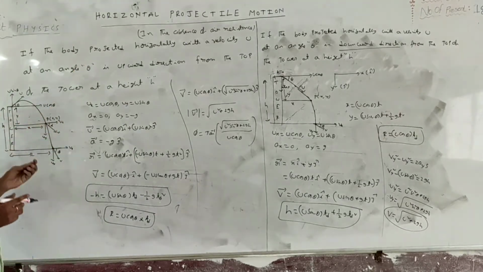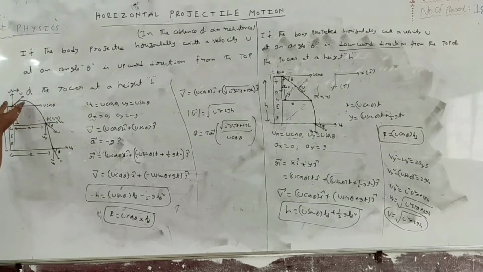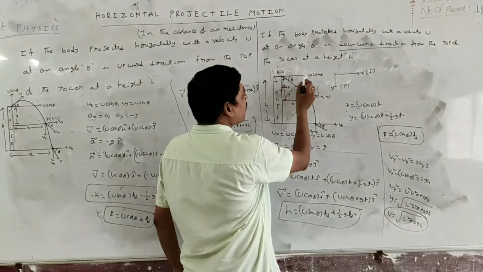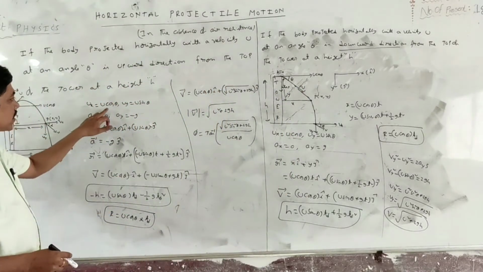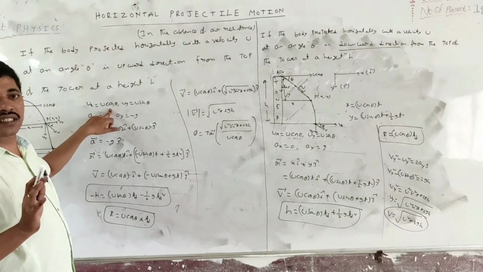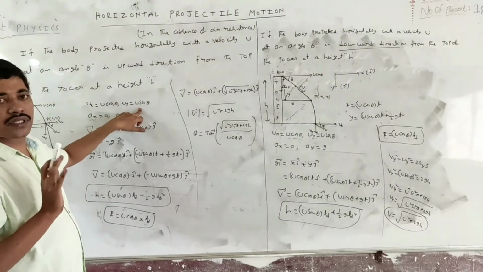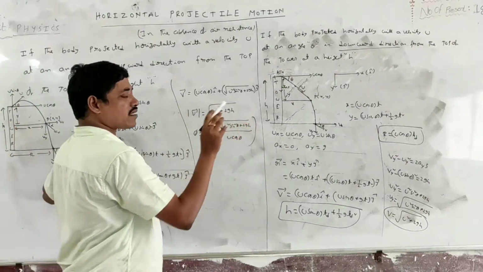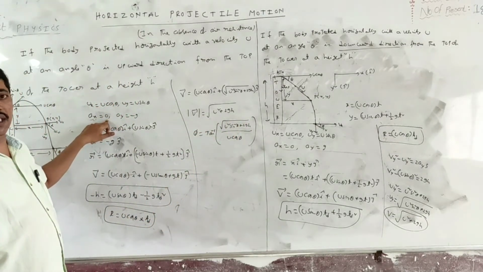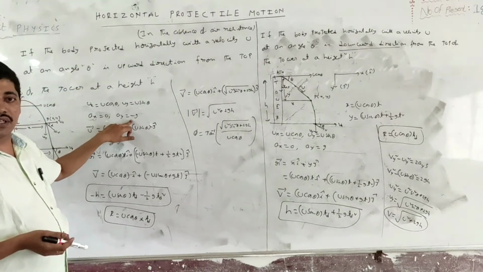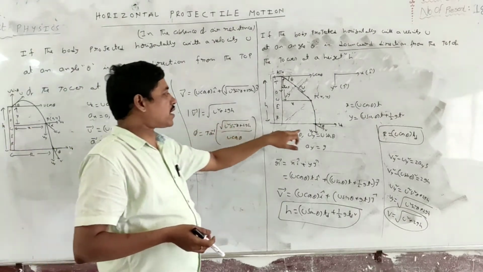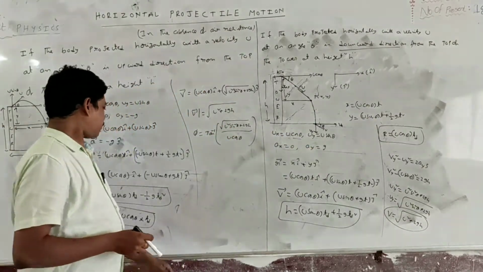In this case, the body is projected with velocity u at an angle theta in the upward direction, but in this case the body is projected at an angle theta in the downward direction. In both cases, the horizontal component of velocity remains constant, u cos theta, and the vertical component is u sin theta. There is no horizontal acceleration, so ax is 0. But in this case, ay is equal to minus g in the upward projection, and in this case, ay is plus g in the downward projection.